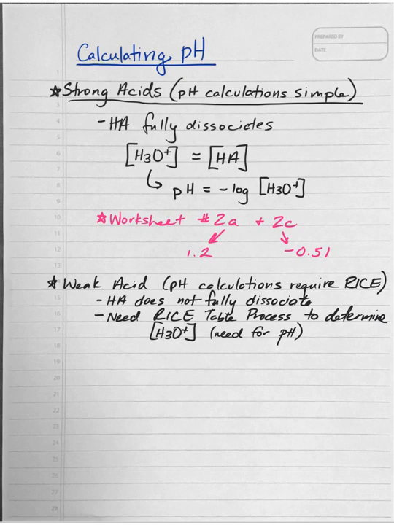So ultimately, in either of these, a strong acid or a weak acid, we are relying on this equation. In a strong acid, we can get that H3O+ concentration easily. In a weak acid, it's more complicated. We need to use the Ka and the RICE table to figure it out. This is a good time for me to introduce something called the approximation method.